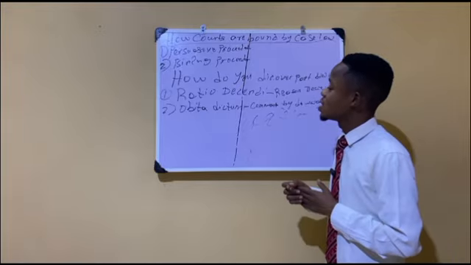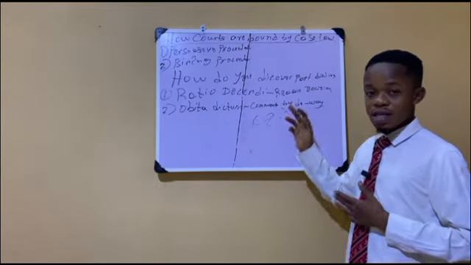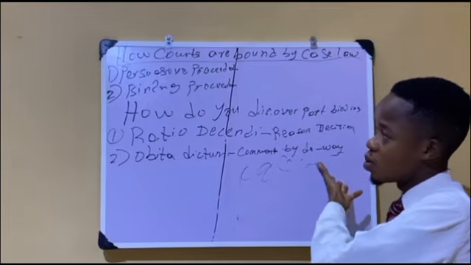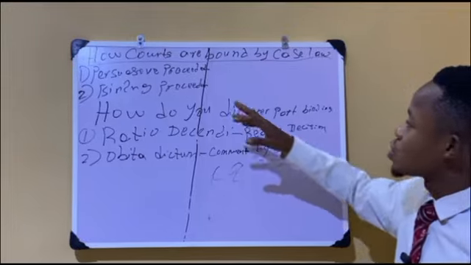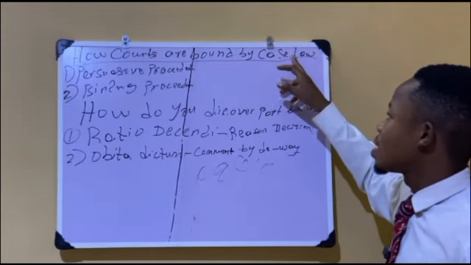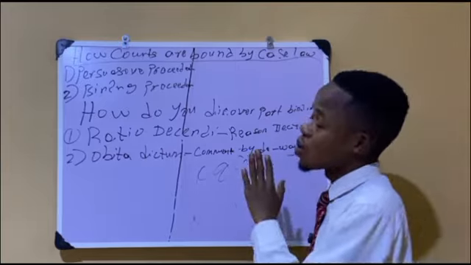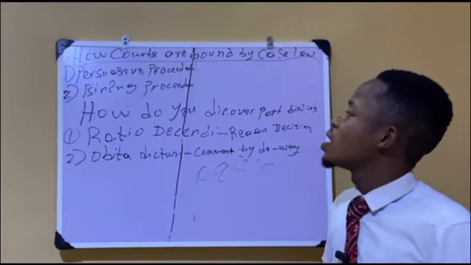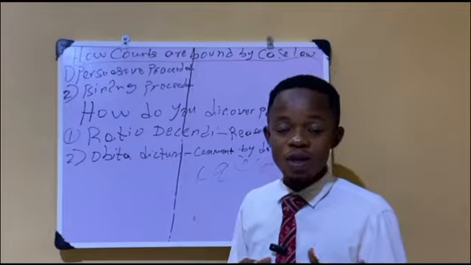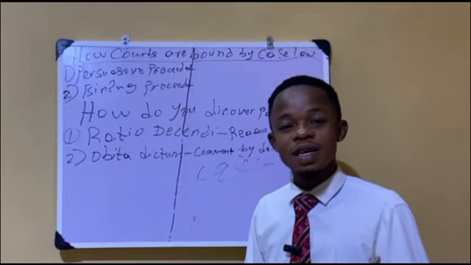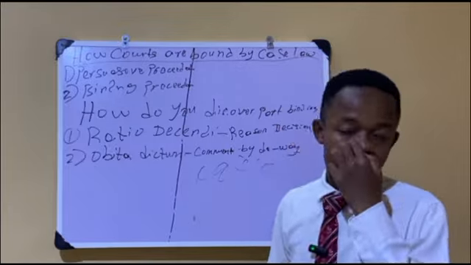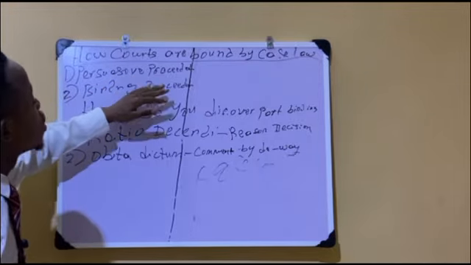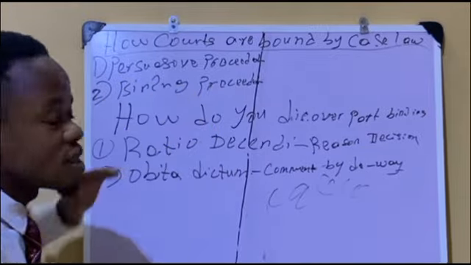So the essence of this is that the ratio decidendi is the reason for the judgment. The Obiter Dictum is the comment by the way. Now, the implication of studying it is to do what? To understand how courts are bound by case laws. Do you understand? That is why we are studying it. What is paramount in this teaching is this. Under the hierarchy of courts, a lower court is bound by the decisions of the higher court. If the Supreme Court has given a judgment, the lower court is bound to apply it.